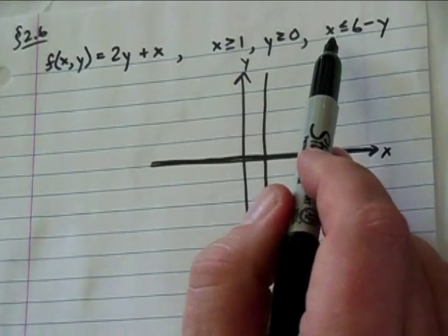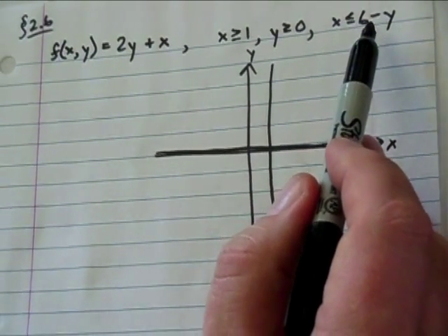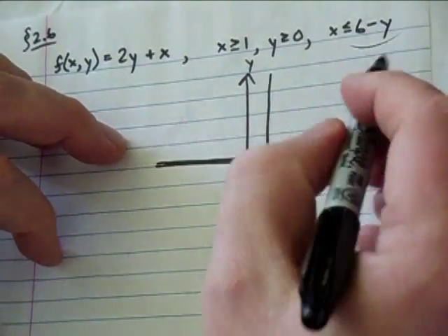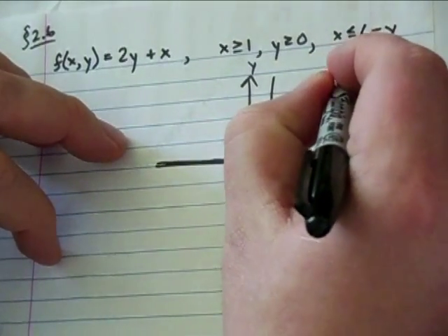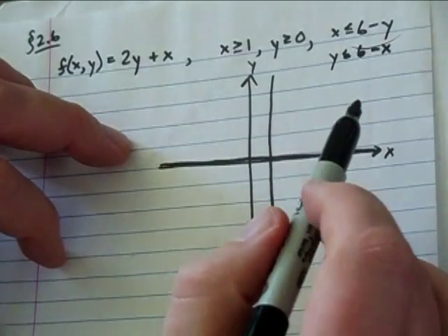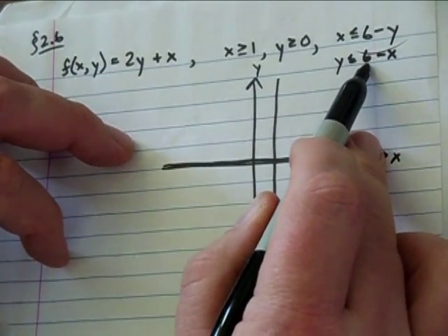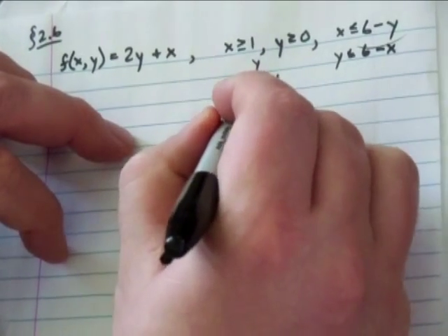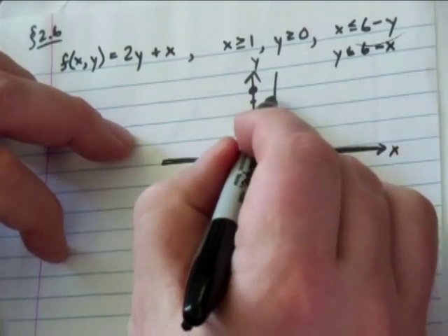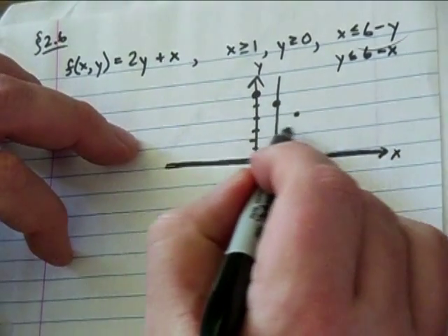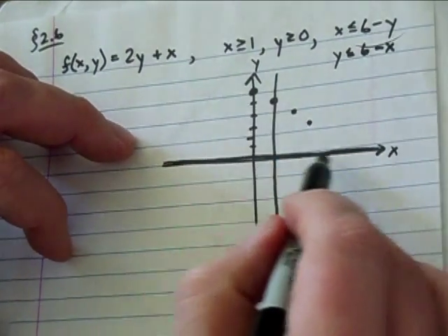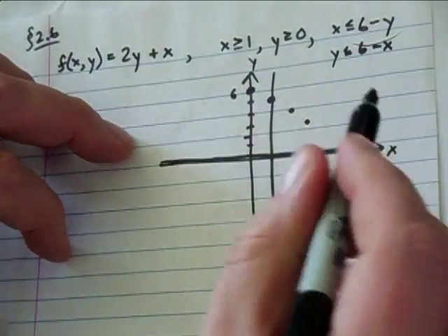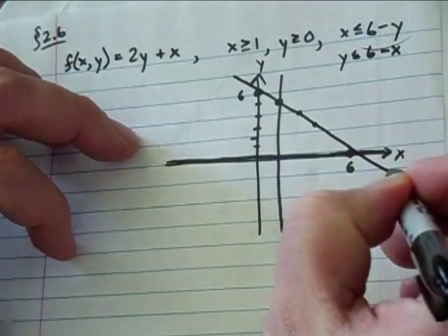And then finally we have x is less than or equal to 6 minus y. Well, in this case, if you wanted to solve this inequality for y, you would move y to the other side and x over to the right, and then you would be able to more easily see what your y-intercept and your slope are. So in this case, we have a y-intercept of 6 and a slope of -1. So I'm going to go down 1 and over 1, down 1 and over 1, down 1 and over 1, until we eventually end up at this point here where x is 6. And then this is also a solid line because it's less than or equal to.